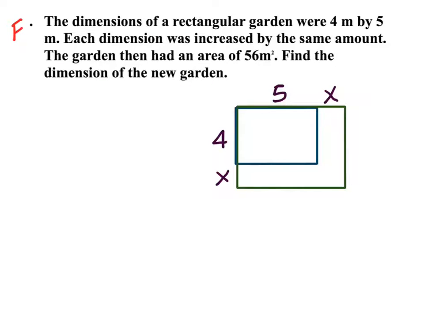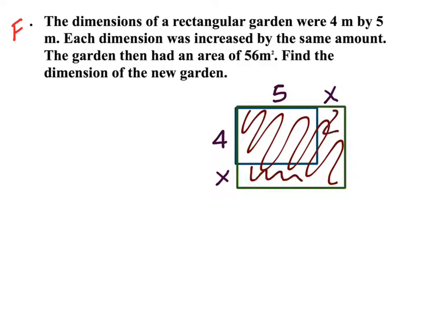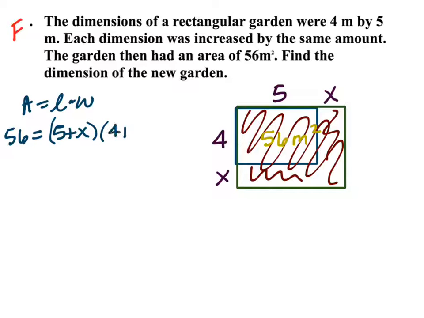So again, the area inside here, the whole thing, we've identified as being 56. So I'm going to write this in here so we have it: 56 meters squared. Again, if I know area is equal to length times width, I'm going to say that 56 is equal to my length, which is my longest side, so it has to be the 5 plus x, times the width of 4 plus x.